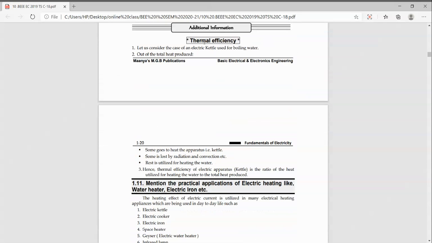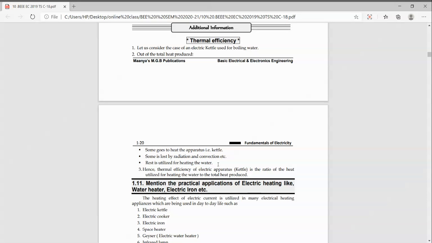So here there is additional information we have to know. Let us consider the case of an electric kettle. If we take an electric kettle used for boiling, out of the total heat produced, some goes to heat the apparatus like the kettle, and some is lost by radiation and convection, etc. So the rest is utilized by heating the water. So what does it mean?